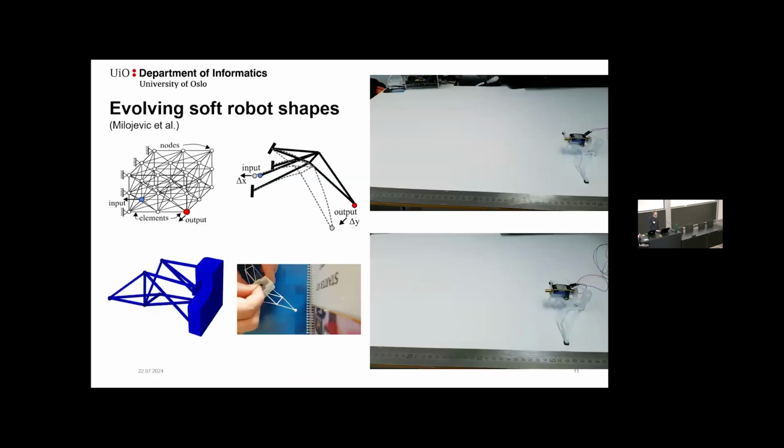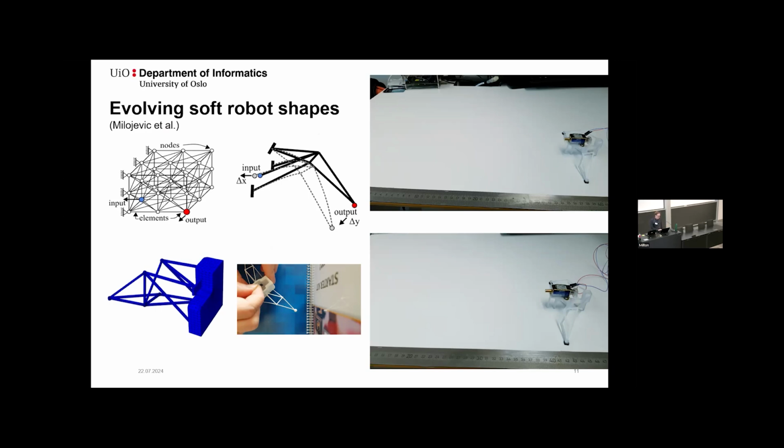So another approach that was done recently is the evolution of soft robot shapes. These are robots made of, say, small bars, 3D printed in relatively flexible materials. In practice, they may look rigid, but they are soft. These robots could be dropped to the floor and they could still move. So it's one approach to doing soft robotics.